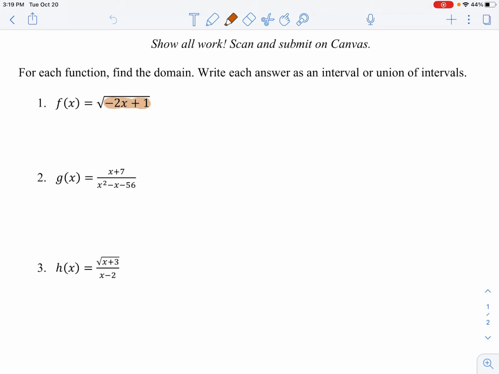Remember, the rule for the domain of square root functions is that we set the radicand to be greater than or equal to 0, right? So grab whatever's under the square root, just that part, not the square root, okay? Write down negative 2x plus 1 is greater than or equal to 0. Not equal to 0, not not equal to 0. None of those. It must be greater than or equal to 0.